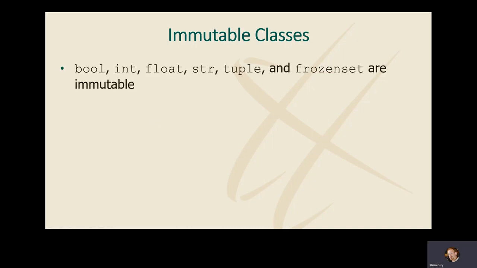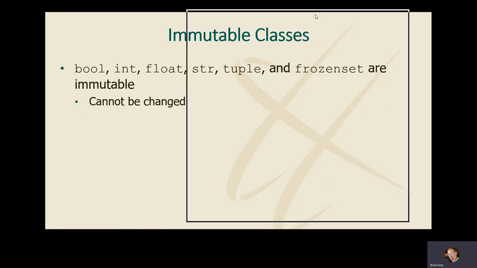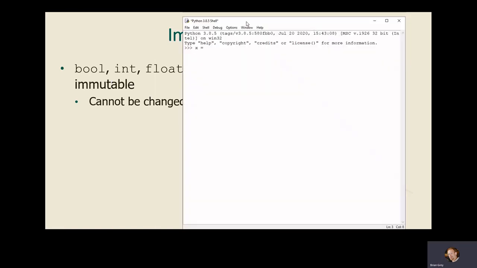Boolean, integer, float, string, tuple, frozen set. These are Python's immutable classes. They are unable to change once established. Now, I know that you think that that sounds crazy. Let me pull up the interpreter window. Let me grab a new one. Pull this over and we go, okay, x equals 5, and we can say type of x, and we get it's an int. x equals 6, and we'll do type again, and it's still an int. We've changed it. We can see that.